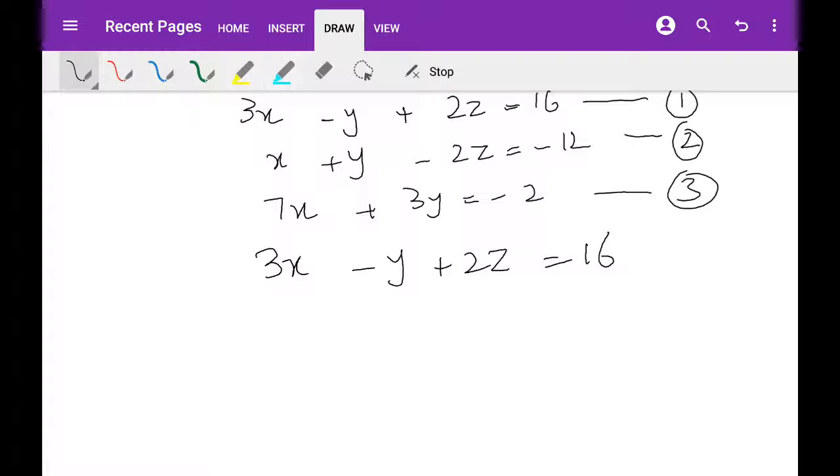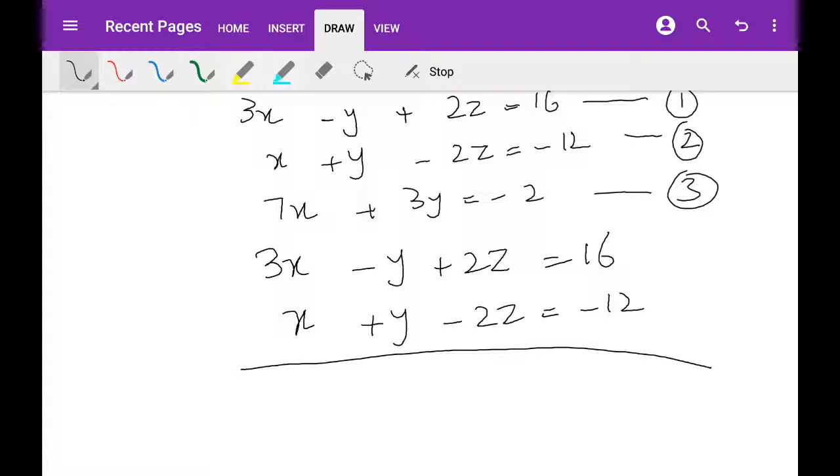So I'll take the first equation, which is 3x minus y plus 2z equals to 16, and the other one is x plus y minus 2z equals to negative 12. Now, in this part, what we would have tried to do was to eliminate one variable. But in this equation, I guess this is like a very unique case where we were able to eliminate two variables in a single step. So that just leaves us with, because there's a plus sign, 4x equals to 4 and x equals to 1.